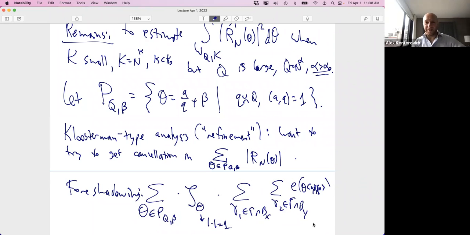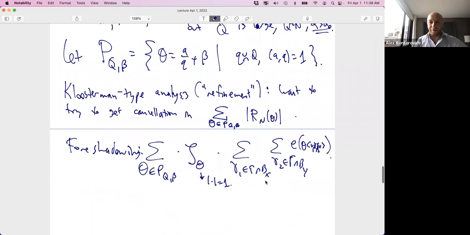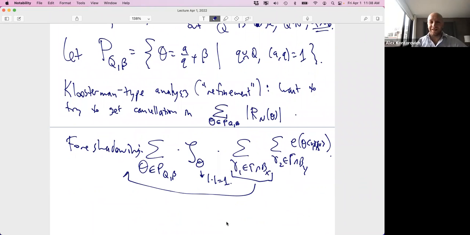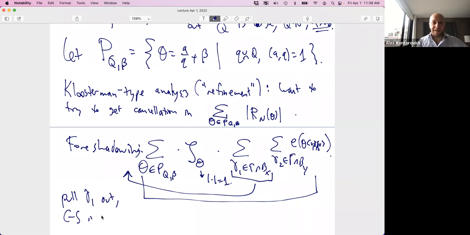Okay. And then we're going to pull this out again, and we'll Cauchy-Schwarz in all 3 variables. So we'll pull gamma 1 out, and we'll Cauchy-Schwarz in gamma 1, which means we want cancellation not just in the gamma 2 sum, but in the Q. There's going to be a Q and a Q prime, and an A and an A prime.